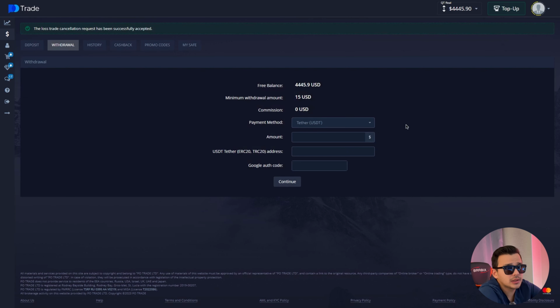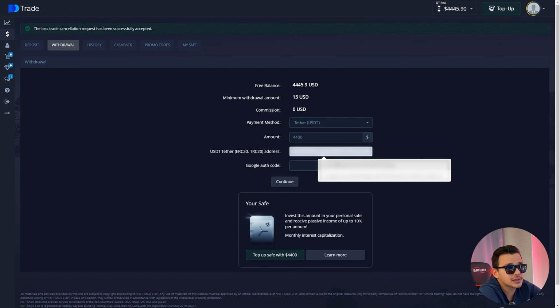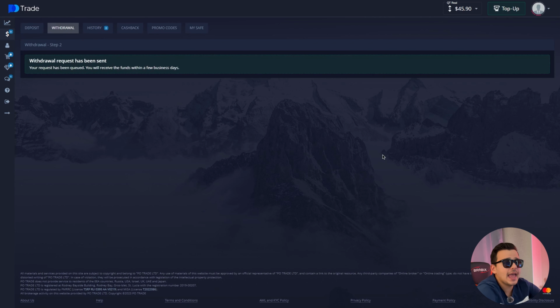Let's choose a wallet and choose the amount of $4,400. A good result for today. And our operation is successfully executed. You see? Today we have such a rich trade.